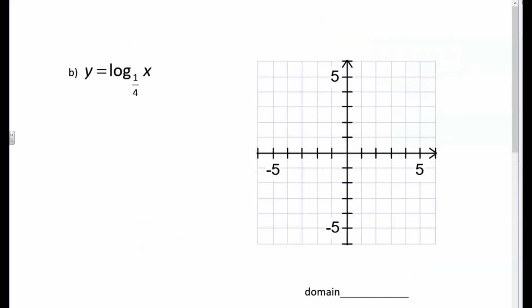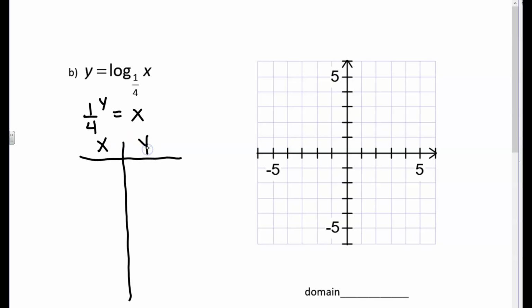Let's do one that's got a fraction base. So again, what I want to do in order to be able to start this is I want to flip this into exponential form. This becomes 1/4 to the y is equal to x. And we're again going to plug in similar numbers to what we did before. We've got x and y, and we're going to plug into the y value this time. I'm just going to do -2, -1, 0, 1, 2, because -3 is not going to fit.